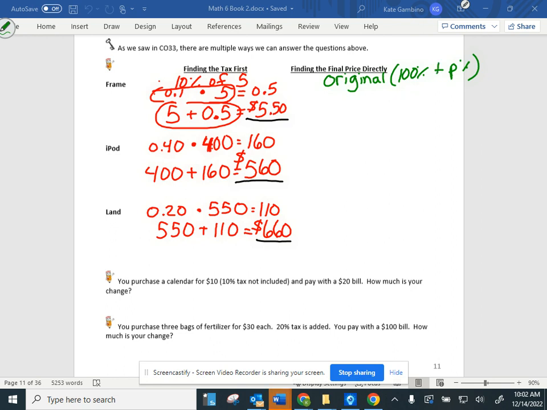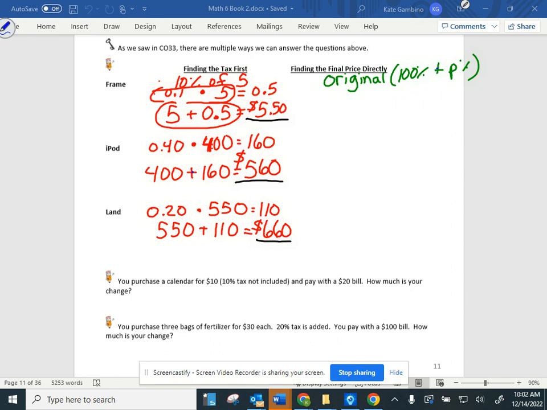Add it. So it's 100% plus your percentage, and then we multiply that by the original amount. So just like instead of subtracting, we're going to add here. So for our first one, we have that $5 frame and 10% tax. So what is my calculation going to look like?